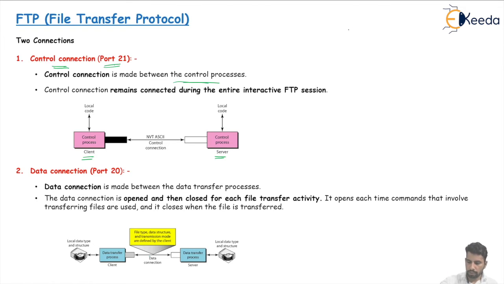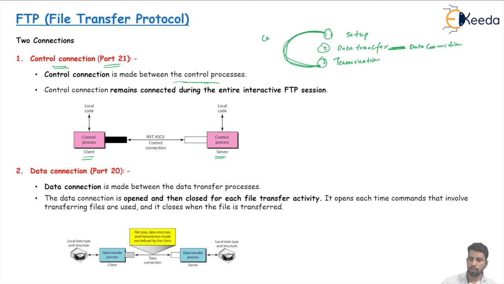Your client will first set up a connection, then the data transfer phase will take place, and then the connection termination phase will take place. The setup and termination are activities of the control connection, and here the data connection will take place when you want to transfer data.